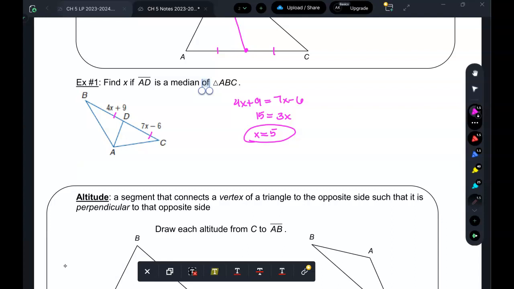AD is the median to BC. So that makes D a midpoint. So these have to be equal to each other. It says AD is the median of triangle ABC. If it says this is a median, then it has to be a median to this side.